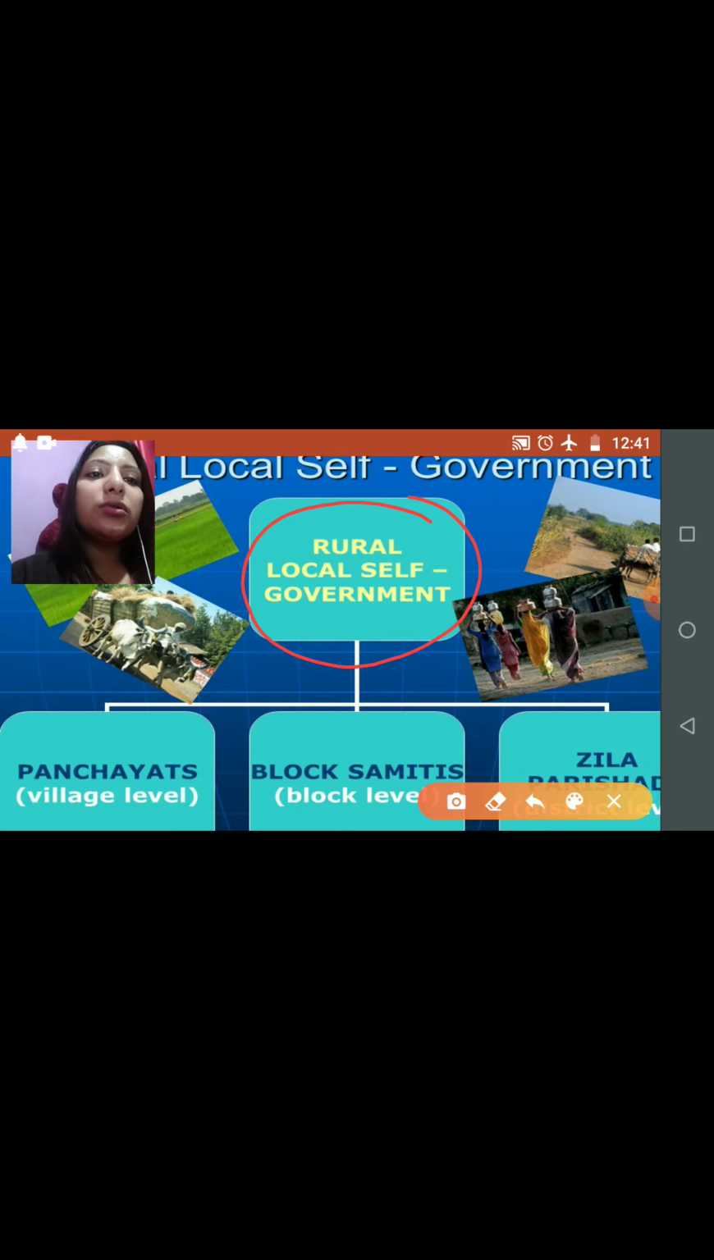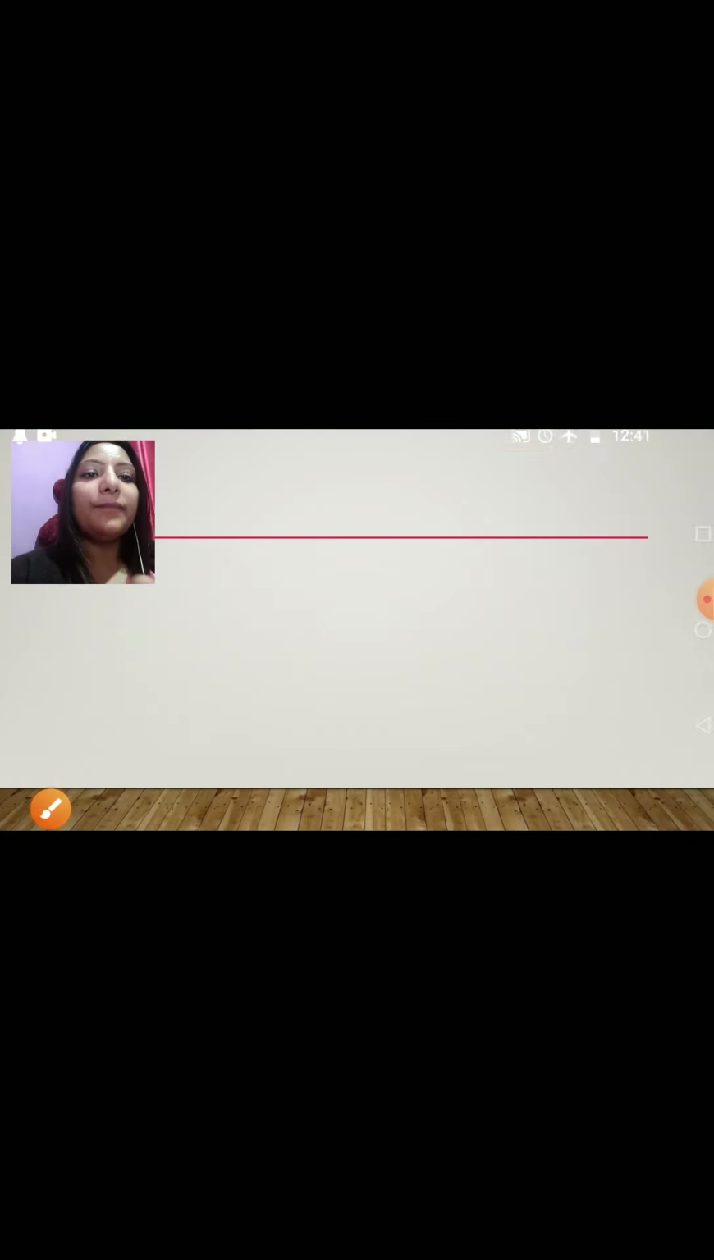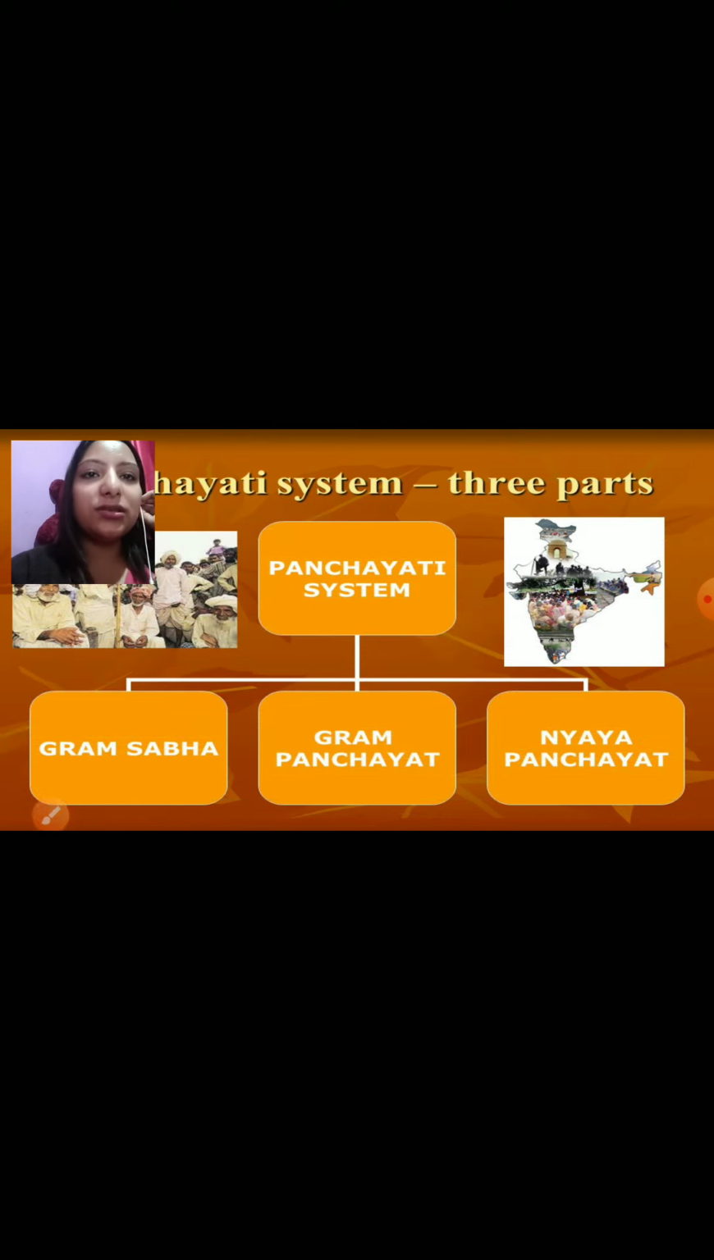Rural local self government is again divided into three levels. You can see one, the panchayats at the village level, the block samiti at the block level, and the jilla parishad at the district level. So this is the composition of the rural local self government. Now we are going to look into the functions of panchayat, block samiti, and jilla parishad one by one. Now let us discuss the panchayat system, which is one of the important bodies of the local government in rural areas.